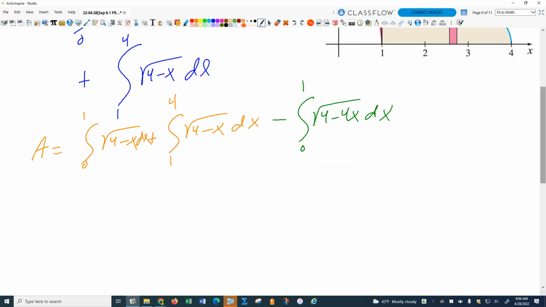So any way I can make that a little simpler? What about the orange ones? Yeah, right? That's one continuous integral, isn't it? So I could write all of this as the integral from 0 to 4 of the square root of 4 minus x dx. And I would just integrate that with the u substitution. What would my u be?